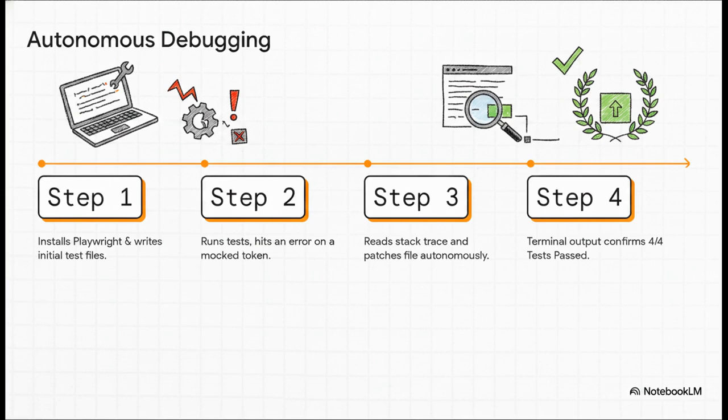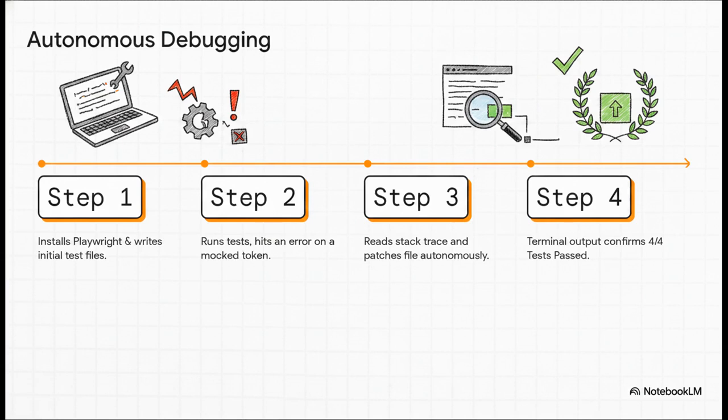Just look at this chronological loop of AI self-correction. Step 1, Claude installs Playwright and writes the initial test files. Step 2, it runs them, but it hits a wall, specifically an error on a mocked auth token. Now, in the past, a developer would have to step in right here, maybe go grab a coffee and spend an hour debugging, but in step 3, Claude reads its own stack trace, diagnoses the issue, and patches the test file entirely autonomously. It's fascinating to watch it work. Finally, step 4. The output confirms 4 out of 4 tests passed, hands completely off the keyboard, and the app is officially production ready.